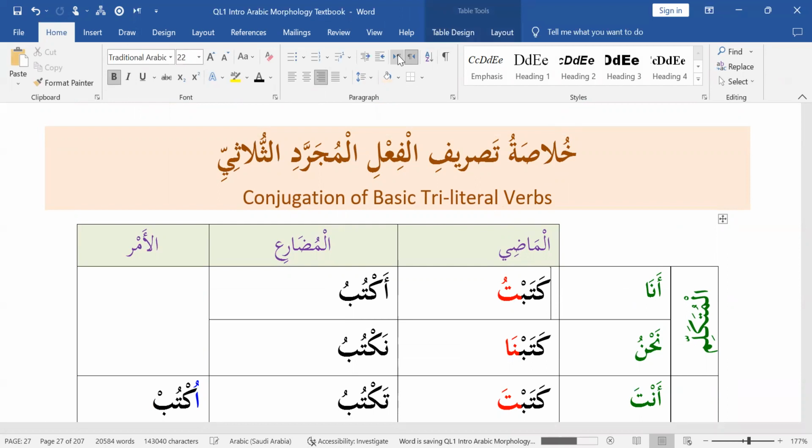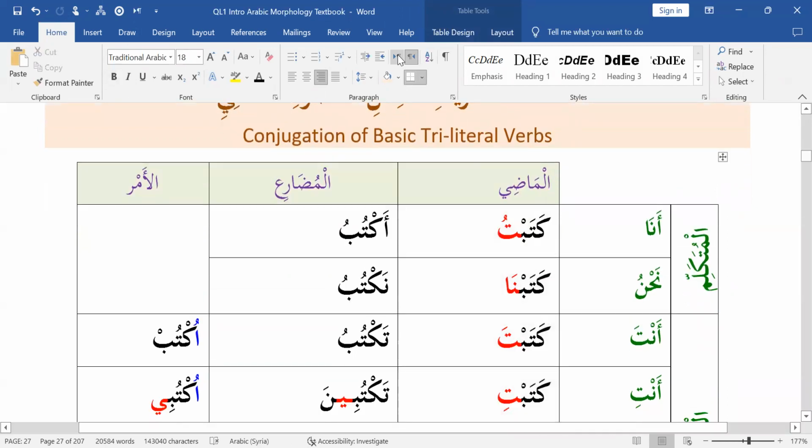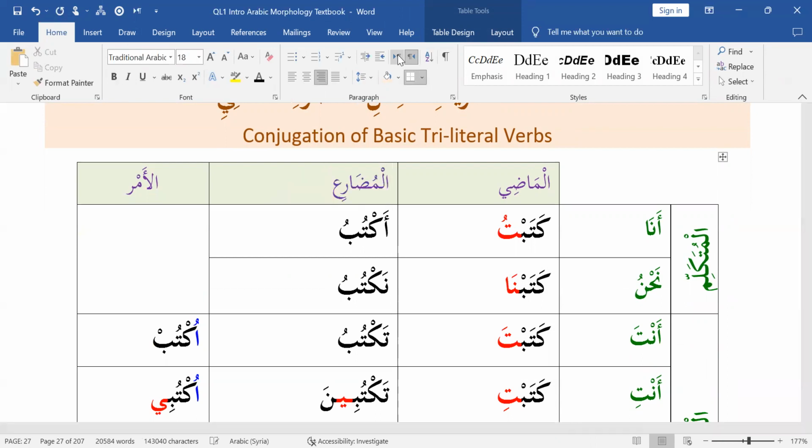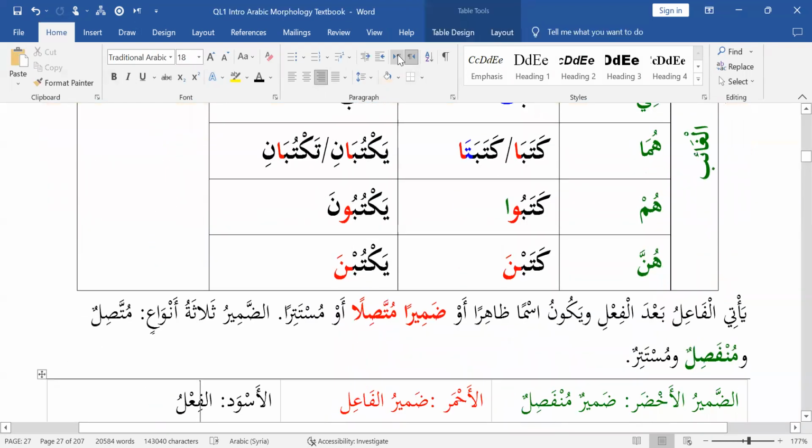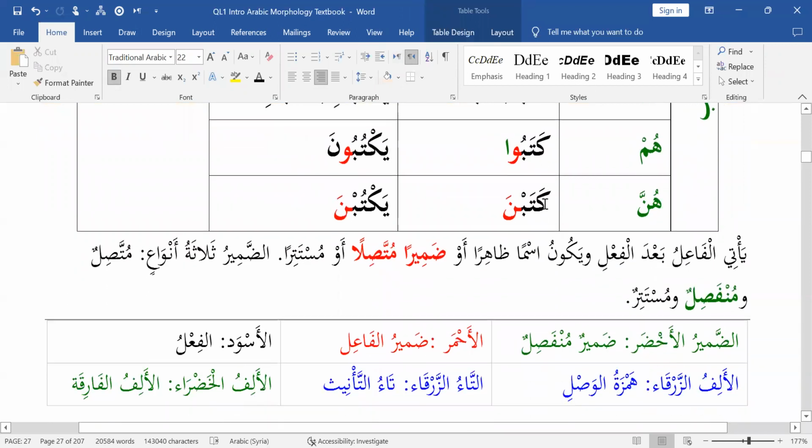You already know how to conjugate al-madi and al-mudari from previous lessons. Now you have to know how to conjugate all of them, including al-amr. So that's the main purpose of this lesson, to show you everything in one page.